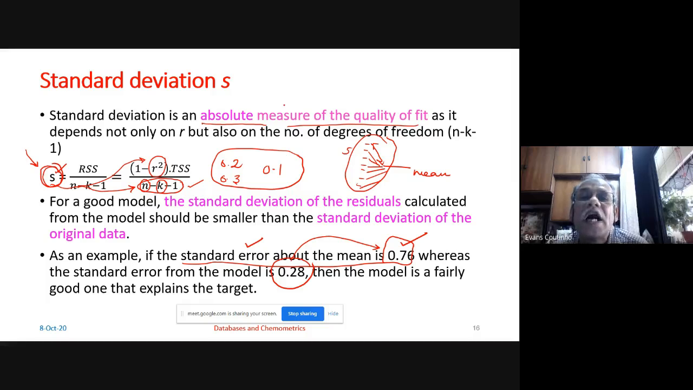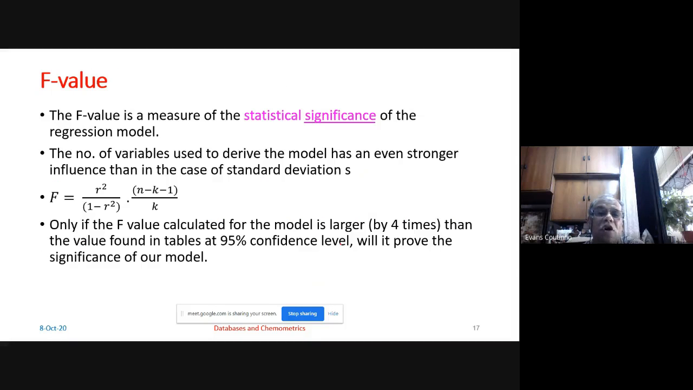So along with R square, we also need to look at S. And we need to look at what is the value of S, in relation to the standard error of the molecules about the mean. When I look at that relationship, then only I can be satisfied and say whether my model is a good model or a bad model.